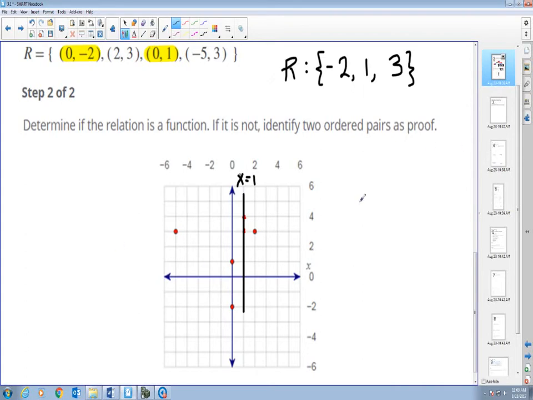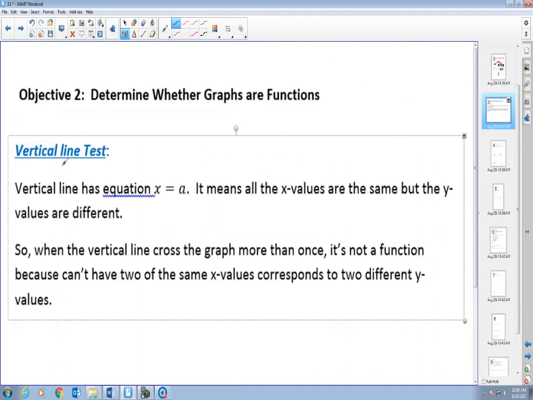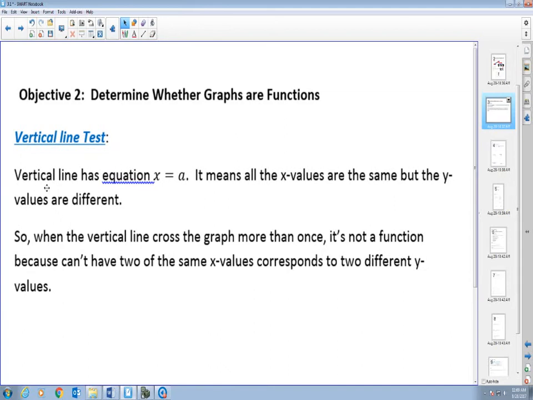So this is not a function, because the x value is repeated. That's why we use something called the vertical line test. A vertical line has the equation x equals a number. It means all the x values are the same on that vertical line, while the y values are different. A relation cannot be a function if it has the same x value. So we use the vertical line test to determine whether graphs are functions. When a vertical line crosses the graph more than one time, it is not a function, because we cannot have two of the same x value. We'll do an example like this in a minute.